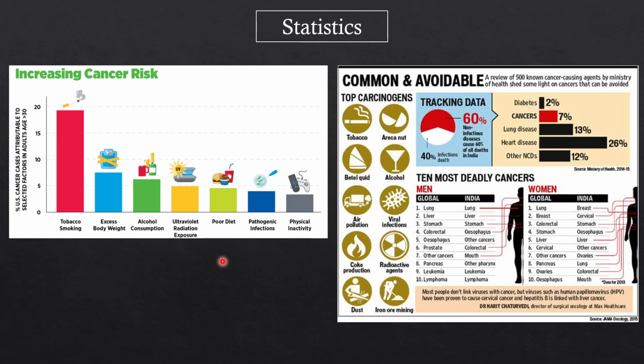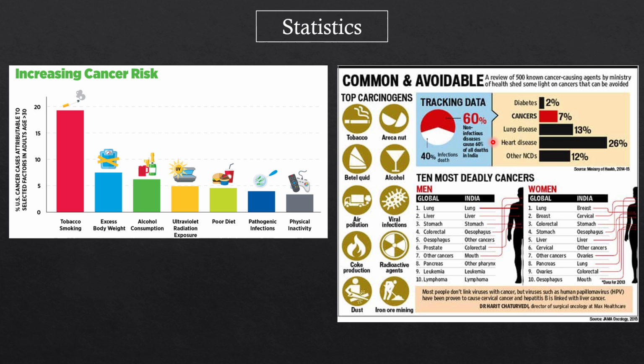Common avoidable top carcinogens are tobacco, areca nut or betel nut. Then you have alcohol. Then air pollution, like particles of less than 2.5 microns, can be responsible for cancers, lung cancer especially. Then there are viral infections, then coke production, and radioactive agents. Sorry, and we have dust and iron ore mining. These are all top carcinogens which have been recorded globally.